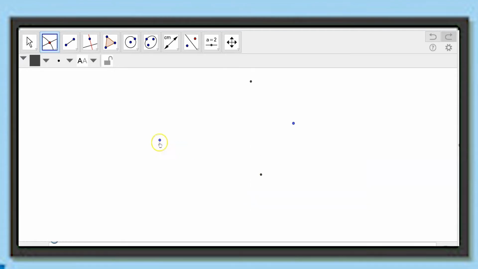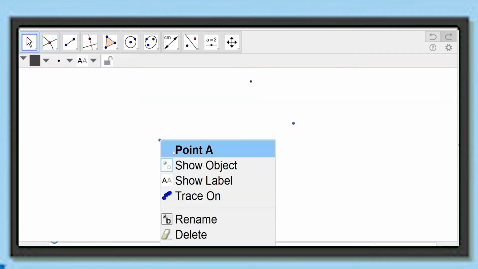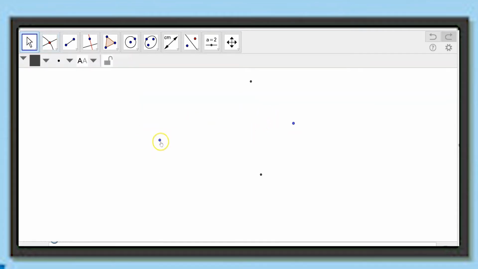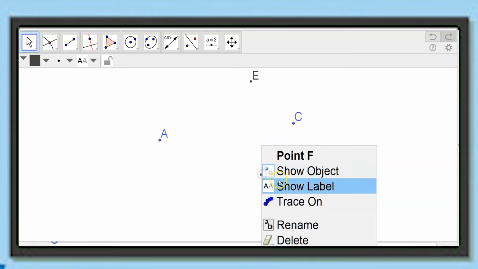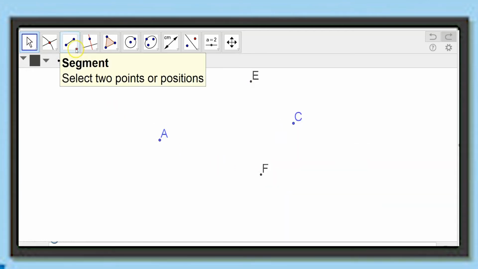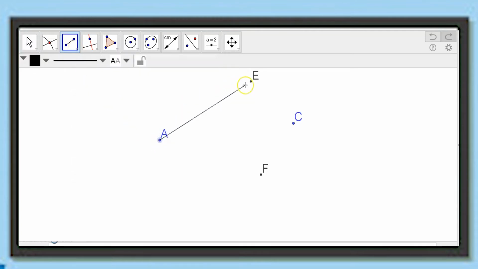Now let me join these 4 points using line segments. Now before that let me label these points. Point A, this will be point C, this one will be E and this will be F. Now let me join all these 4 points using the segment tool. So first AE, then EC, CF and FA.